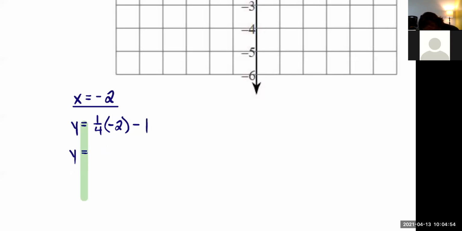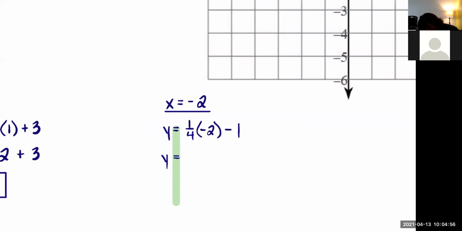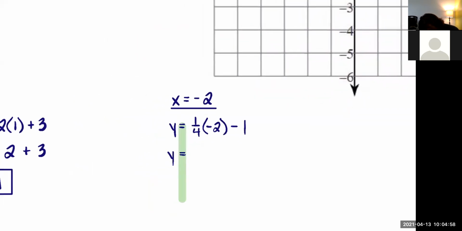Sure. So let me do it off to the side here. Technically I'm taking 1/4 times -2/1. The great thing about multiplication with fractions is you don't need a common denominator. All you do is multiply straight across. So 1 times -2 is going to give me a -2 over 4 times 1, which is going to give me a 4.